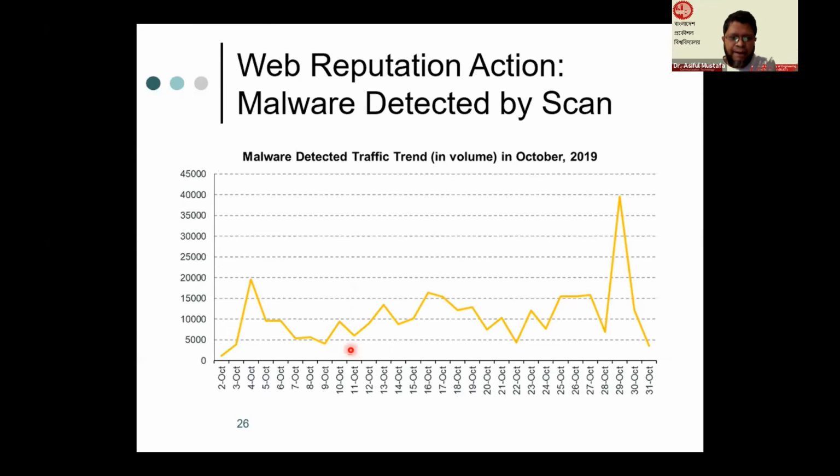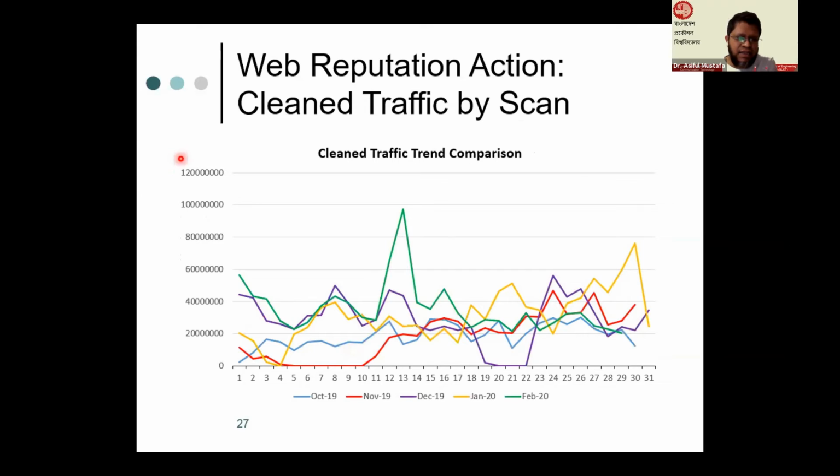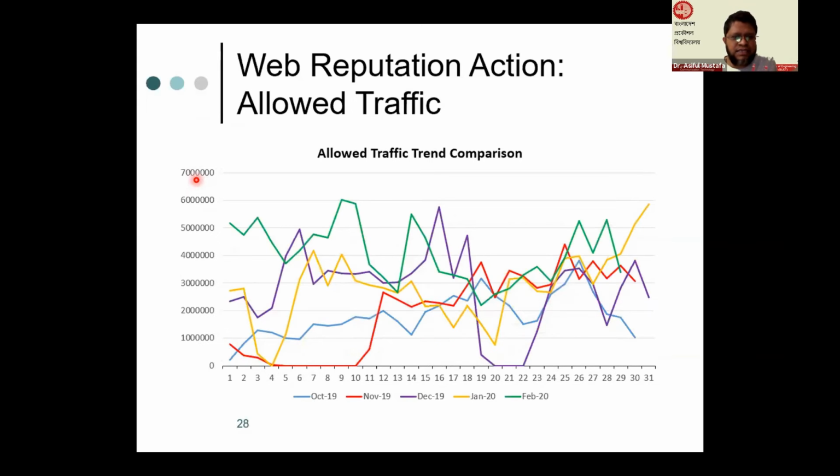So this is in terms of malware detected. The y-axis is changing here. The volume is very high, I think over 120 million. In this case, it is only, I think, 7 million, right? So this shows the allowed traffic for different cases.